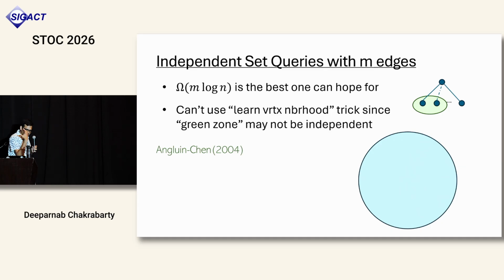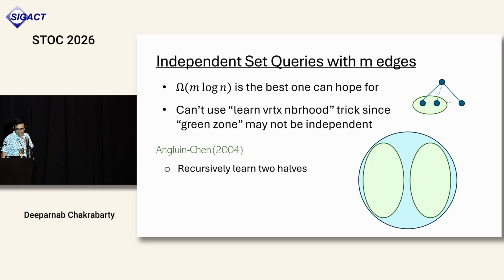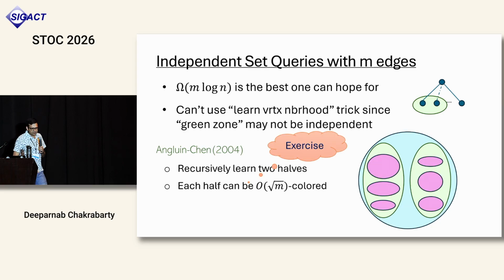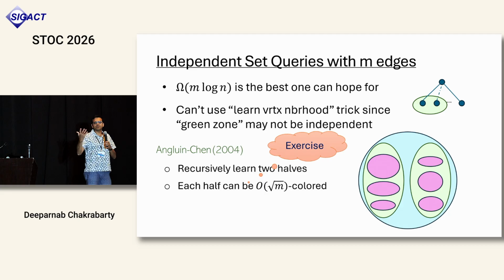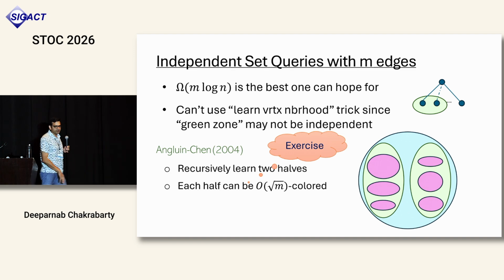So I have independent set queries. I want to reconstruct the graph. So I halve this. I recursively learn both halves. And now there are only m edges, which means that the graph can be colored in root 2m colors, okay, 2 root m colors. Why? This is a nice exercise. I'll let you ponder about it maybe after the workshop.